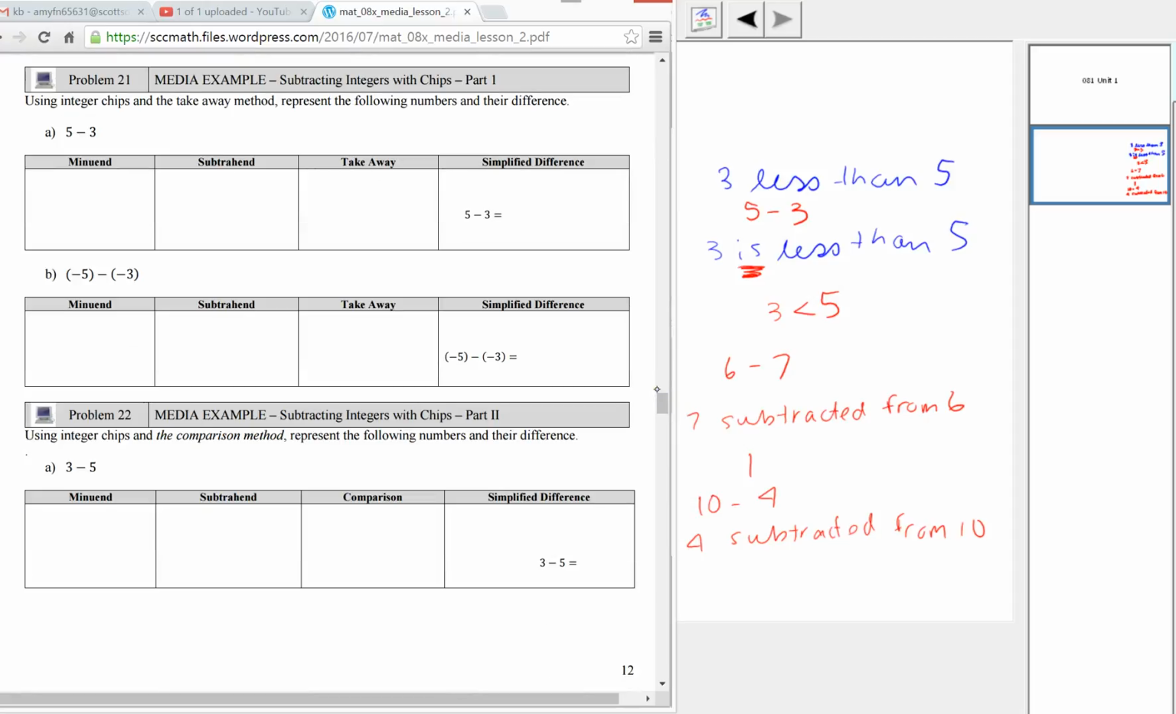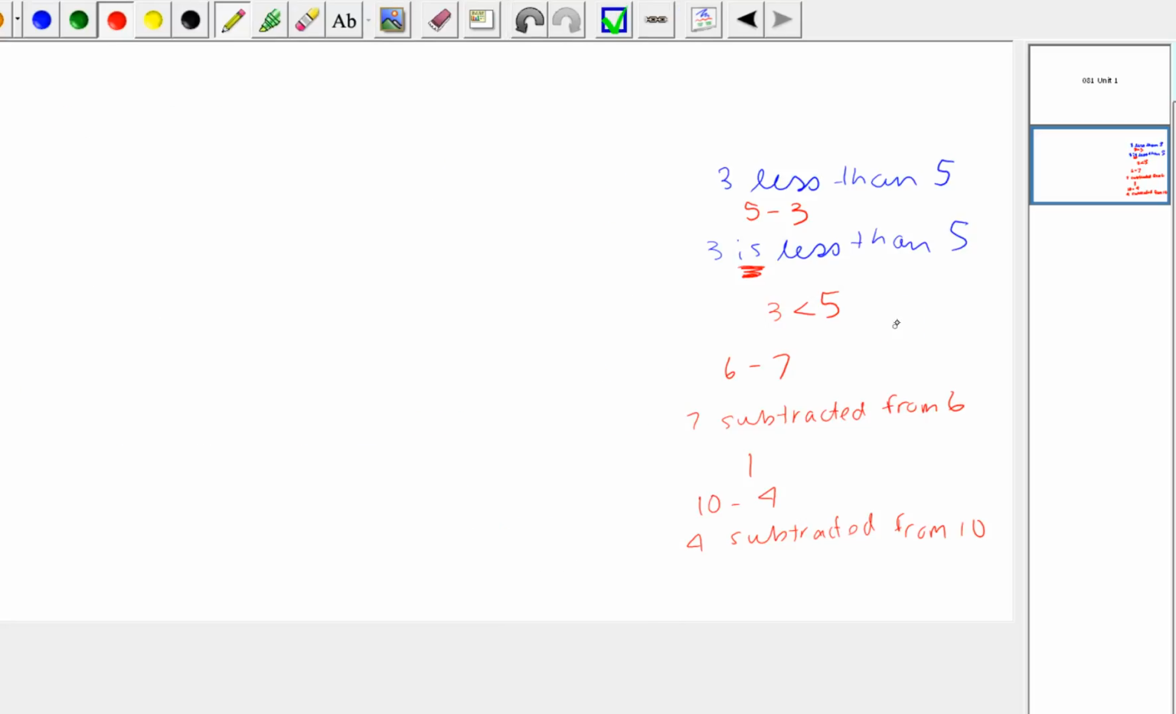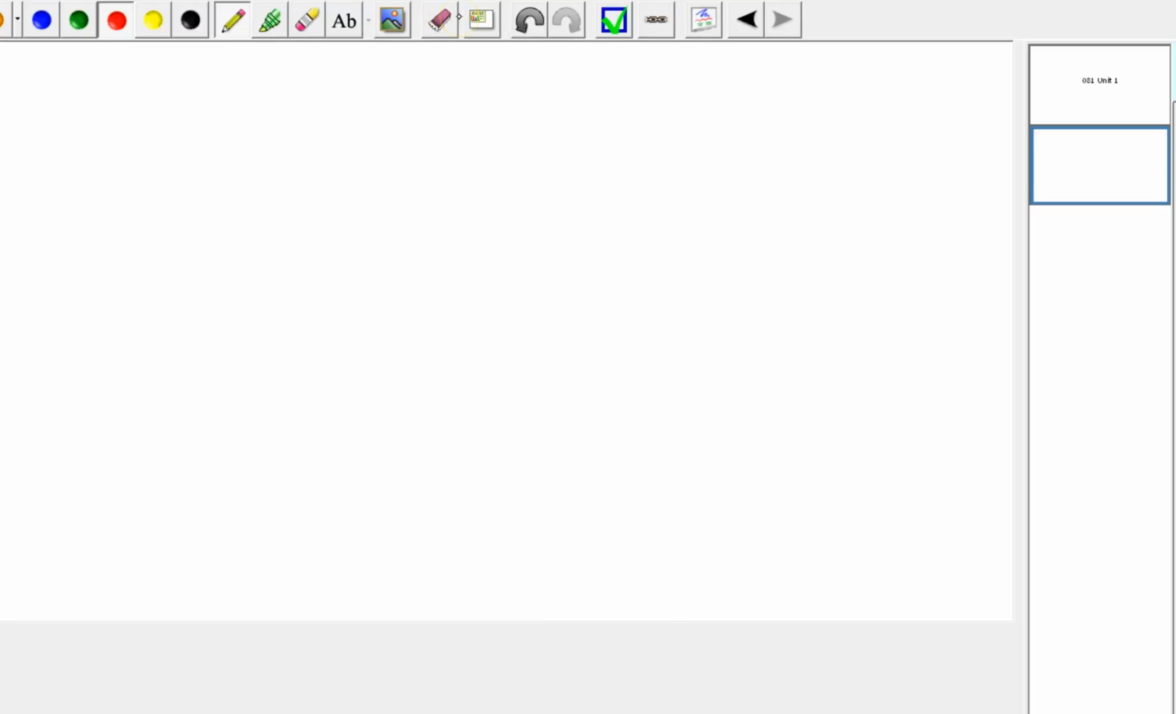Okay. Here's subtracting integers with chips. This is broken into positive minus positive and negative minus negative. So let's start with that. Those are the easy ones. Let's do 5 minus 3, negative 5 minus negative 3. We're going to think of this using the takeaway model. You can also use the comparison model, and I think I may do that. We'll check in a second.